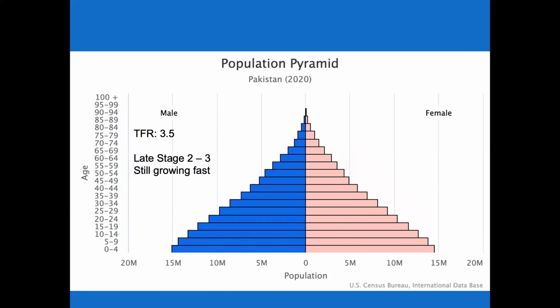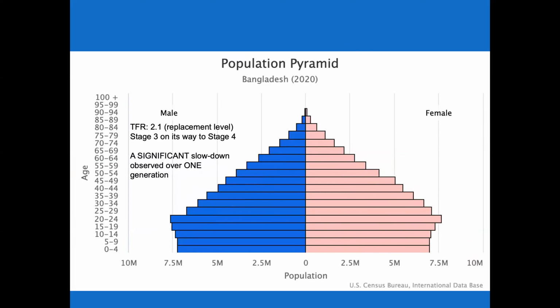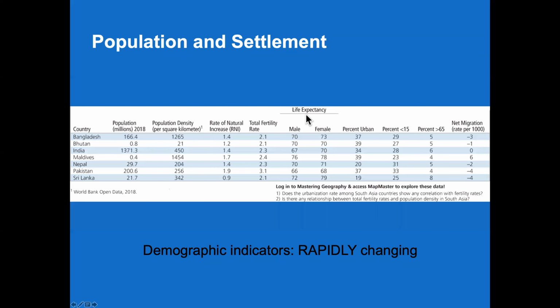Here's Pakistan. Fertility rate that's at 3.5. However, falling. It's beginning to slow down there as well. And this is Bangladesh, 2.1, which is called replacement level. And it's on its way to stage 4, a very, very significant slowdown. The problem is they already have a lot of people. So those people will continue to move up this pyramid.